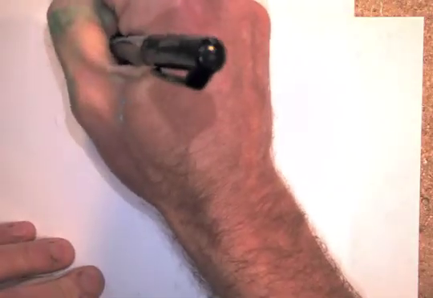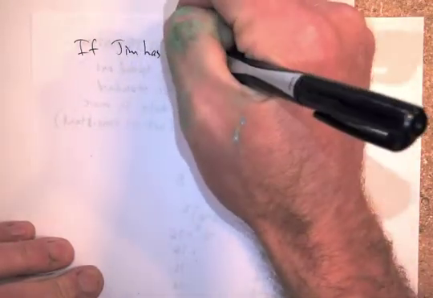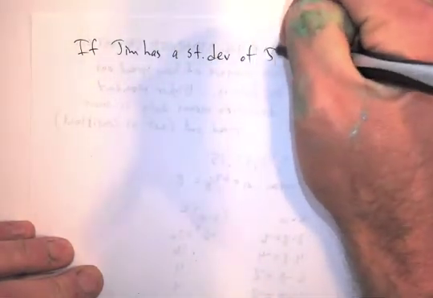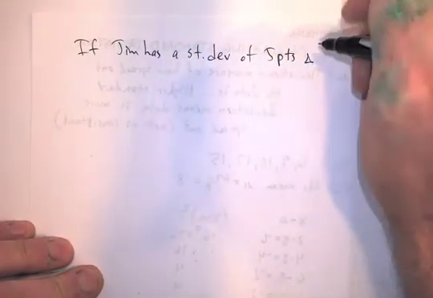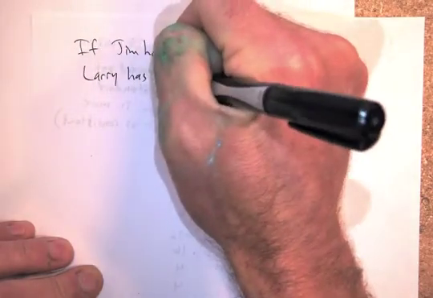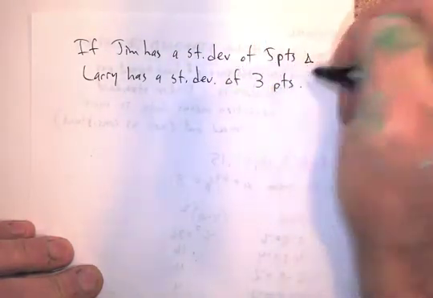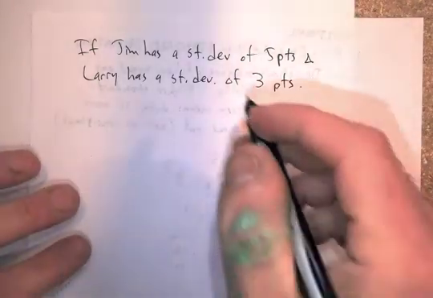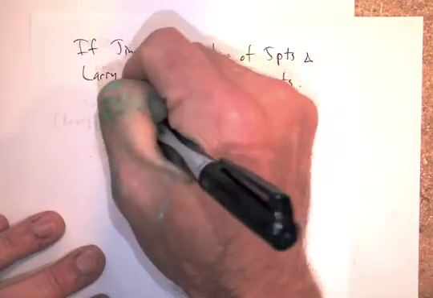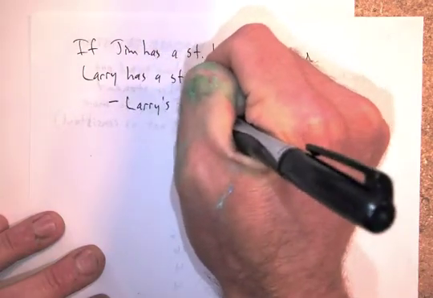Okay, here's the thing. If Jim has a standard deviation, I'll abbreviate it, of 5 points, and Larry has a standard deviation of 3 points, say they're both basketball players, what do we know? All right, this is what you know. All we know, we don't really know who's a better player. We just know Larry's scores are less spread out.